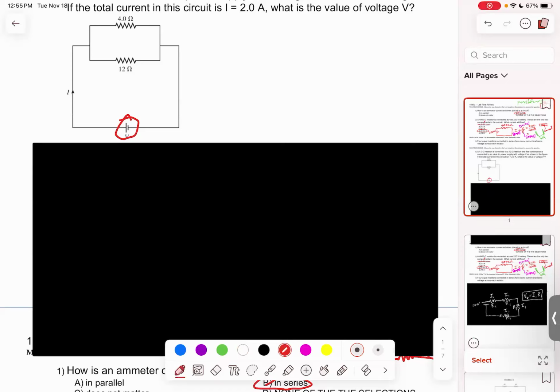recreate this set of resistors, and because they aren't being supplied the same current because there's a node here and the current splits off.